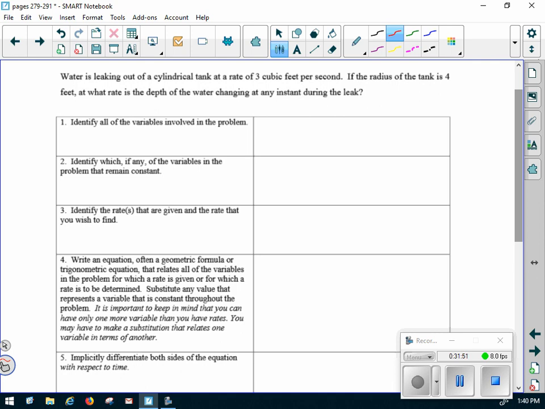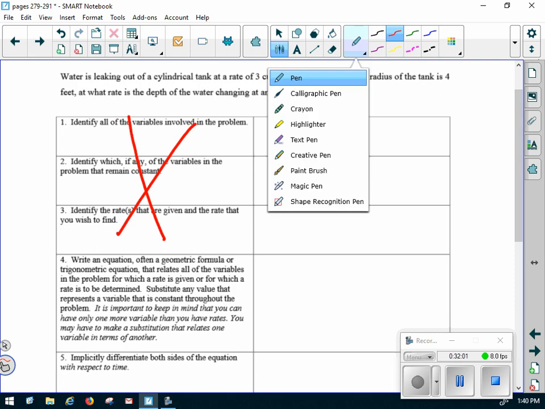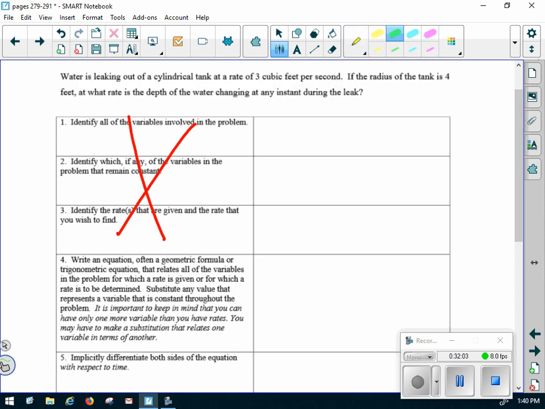I love doing these. I really do. I like doing these problems. Okay. Highlighter. I feel like I'm a doctor in surgery. Scalpel. Okay. Highlighter. Syringe. Yeah.